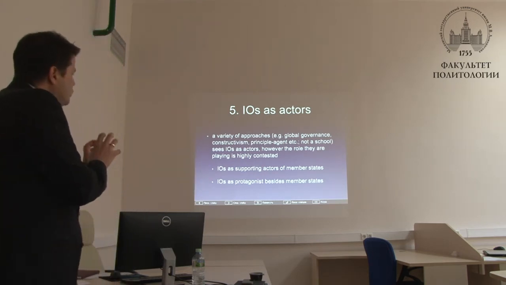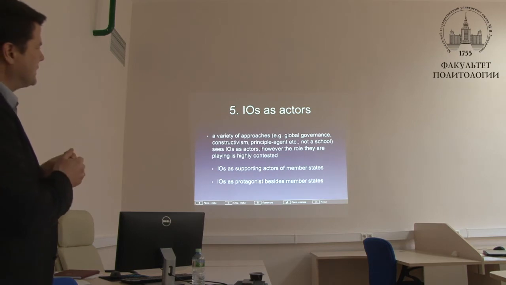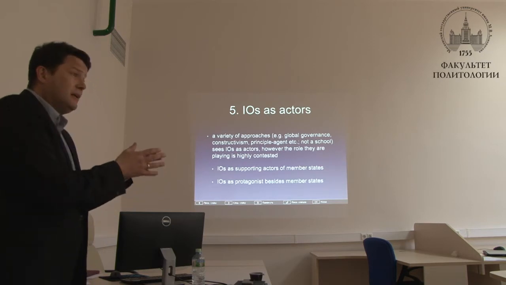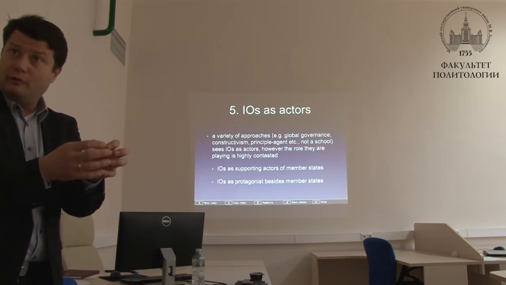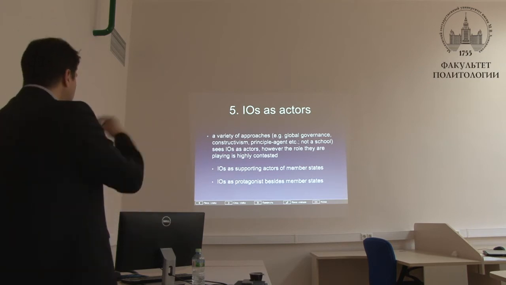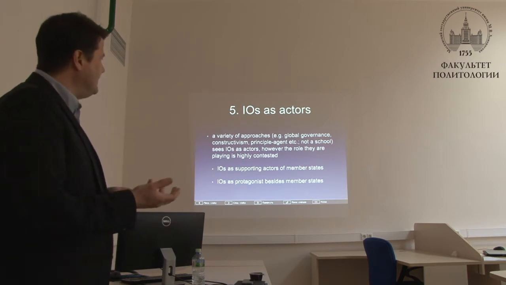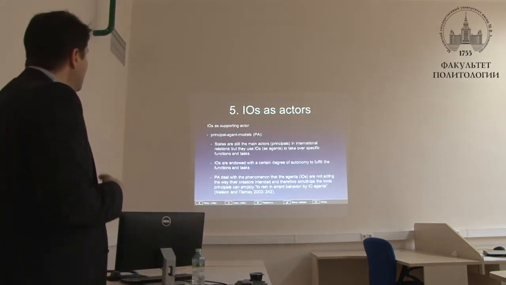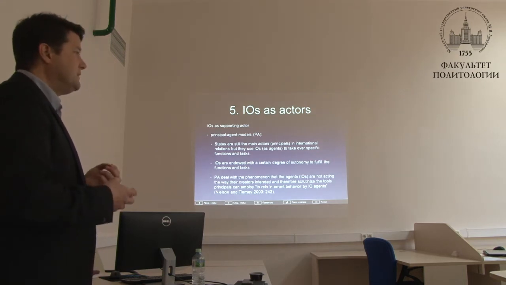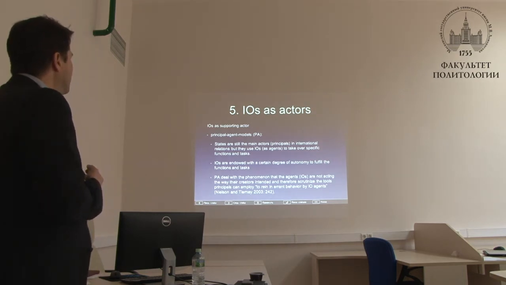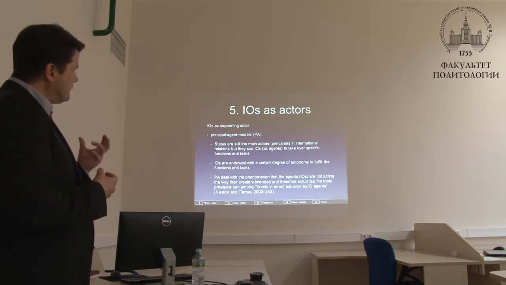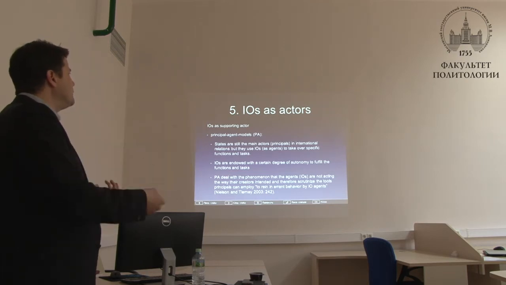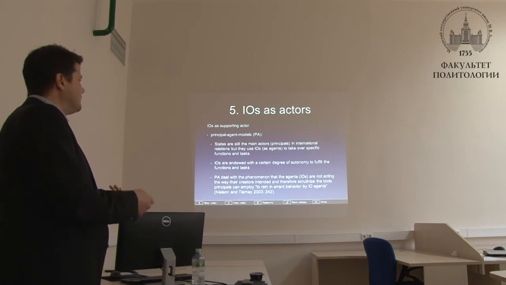There are at least two different kinds of actorhood that can be differentiated. IOs can be seen as supporting actors of member states, so they have not a primary role, but a supporting role for states as the main actors, or international organizations can itself be seen as protagonists besides states. IOs as supporting actors is an idea that is delivered, for example, by principal agent theory. States, in this model, are still the main actors, the principals, in international relations, but they use IOs as agents to take over specific functions and tasks.